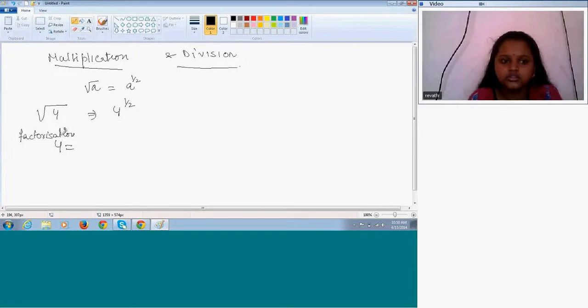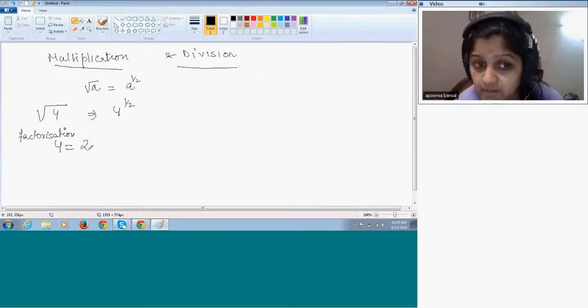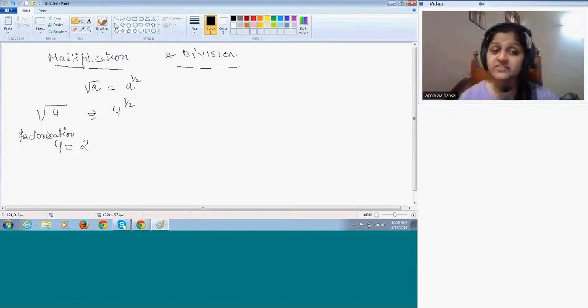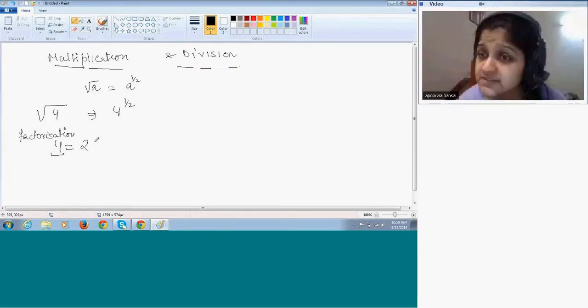A factor is a smaller part of 4. It means I have to write 4 as a multiple of its smaller parts. 4 is written as 2 times 2. So, root of 4, yes. Okay?